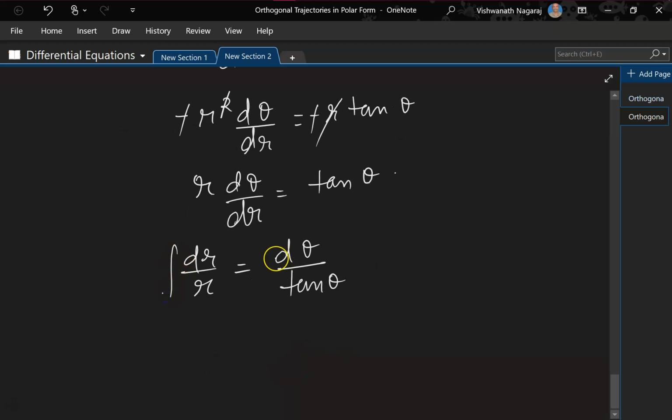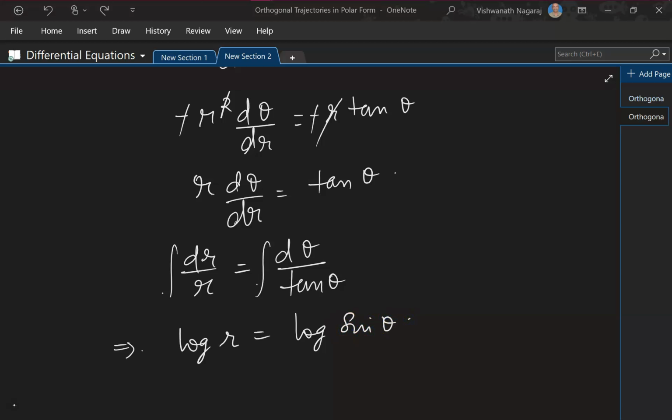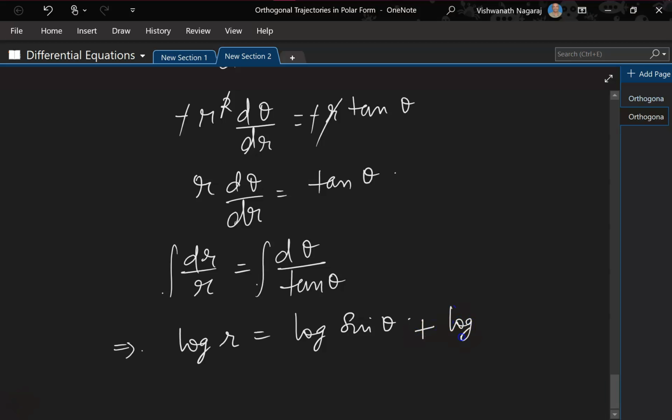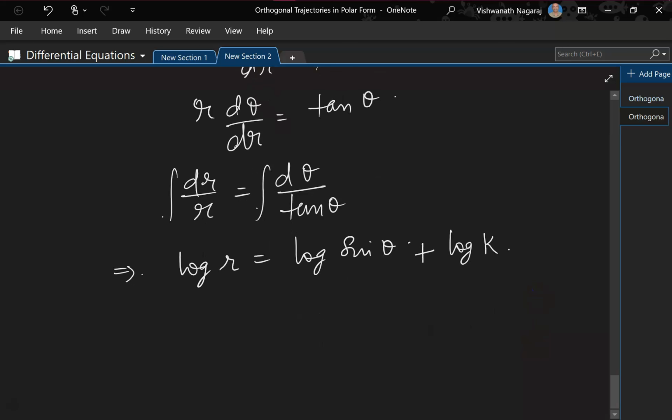Okay, now we integrate. We get log of r is equal to log of sine theta. Again verify it: 1 by tan theta is cos theta by sine theta, plus log of, see in the previous problem we ended up making changes to this later, right? So let's name it as k here. Finally we will change it to c. So let it be log k. Now log of r is equal to log of sine theta times k.